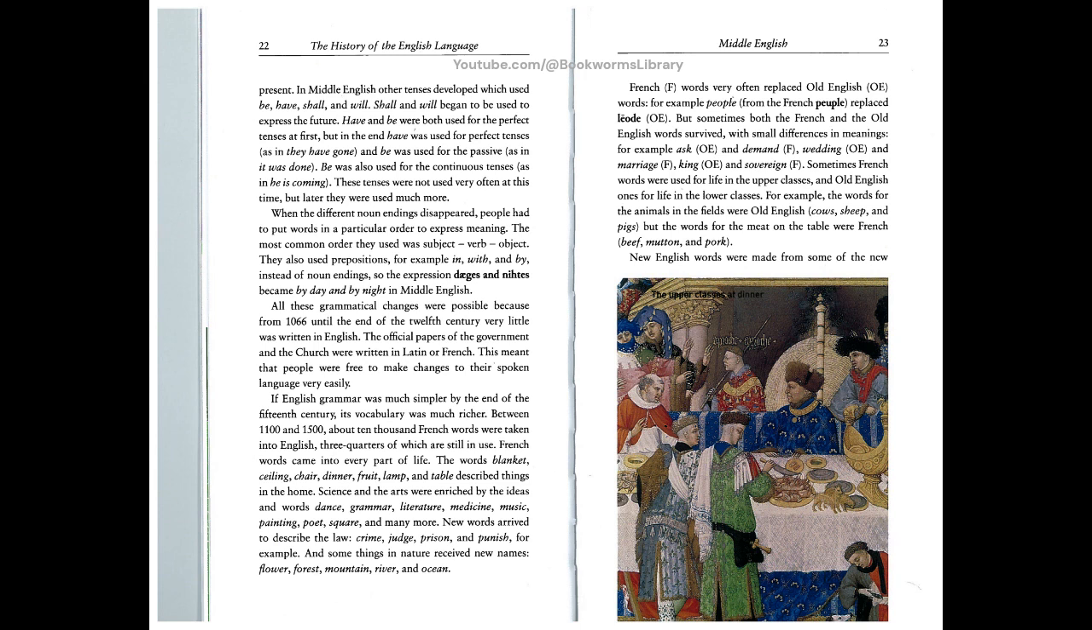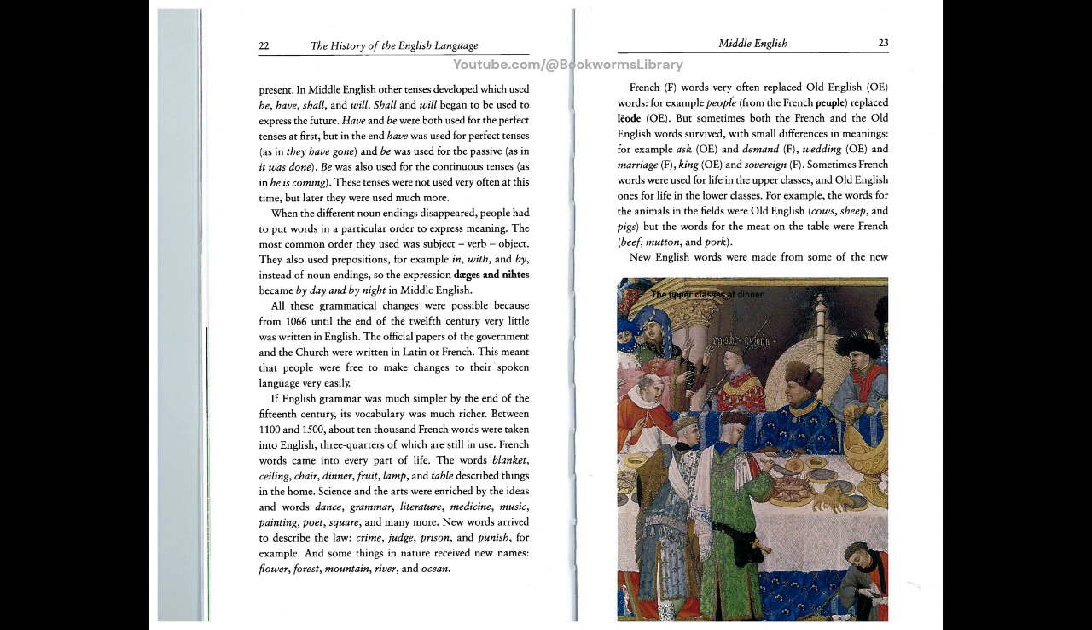All these grammatical changes were possible because from 1066 until the end of the 12th century, very little was written in English. The official papers of the government and the church were written in Latin or French. This meant that people were free to make changes to their spoken language very easily. If English grammar was much simpler by the end of the 15th century, its vocabulary was much richer.